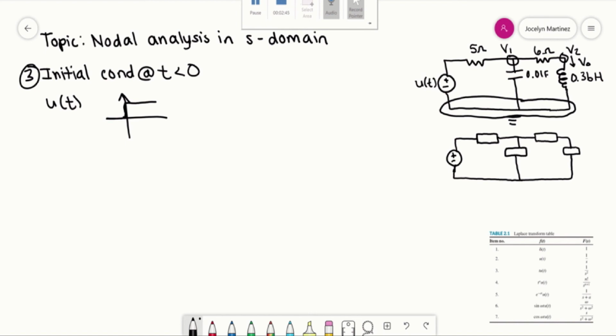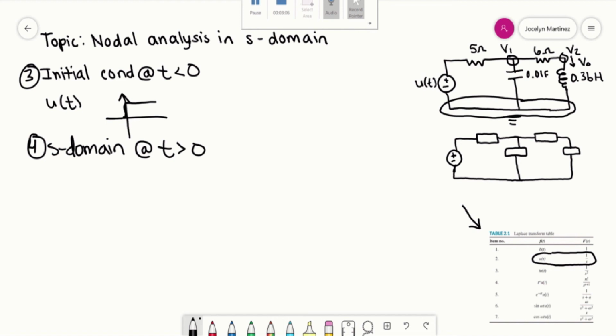So the next part is taking our circuit and converting it into S domain at time t greater than 0. The voltage source will essentially change into 1 over S by using this table given below. So the Laplace of u of t is 1 over S. A resistor will be treated the same as a resistor. So this box right here is just 5. And this box right here is just 6. Of course, we still have our nodes, right? We're still solving for this V0. And this is still ground.